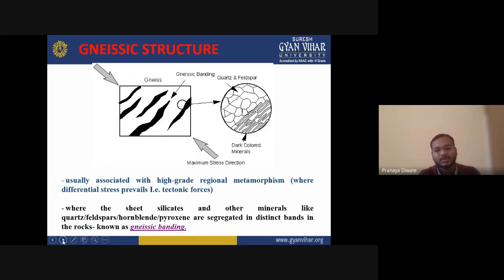Here the sheet silicates and other minerals like quartz, feldspar, and pyroxene are segregated in distinct bands of rock known as gneissic banding. So when you have a gneissic structure, the metamorphism arranges your grains in a light and dark color alternation. You have a light color, you have a dark color. So light and dark.